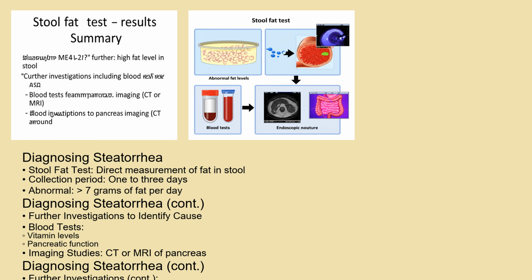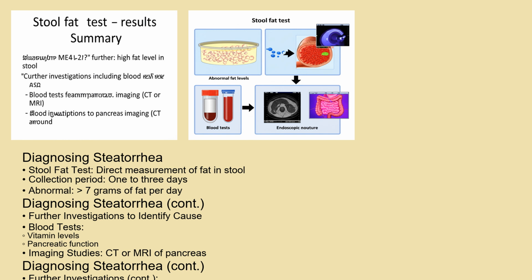Diagnosing steatorrhea involves a combination of stool tests and investigations to identify the underlying cause. The most direct test is a stool fat test, where a stool sample is collected over a period of 1 to 3 days and the amount of fat is measured. A fat content of more than 7 grams per day is generally considered abnormal. If steatorrhea is confirmed, further tests are needed to determine the root cause.